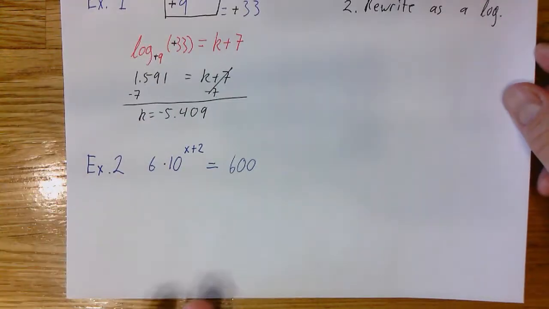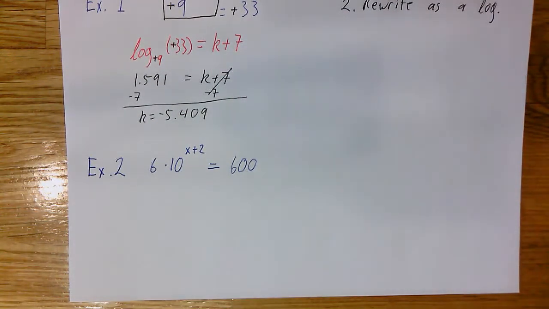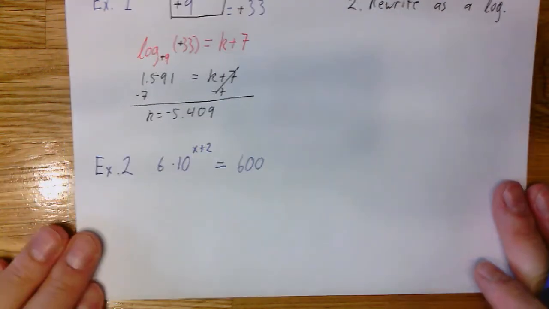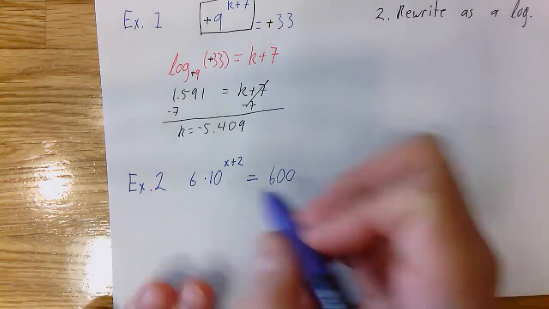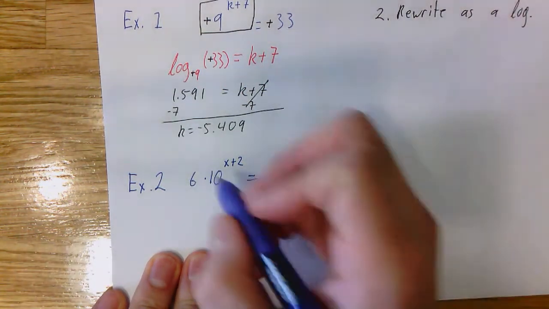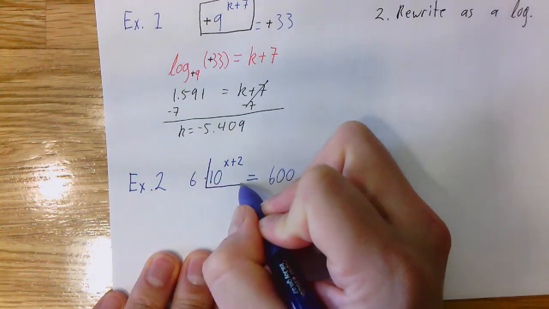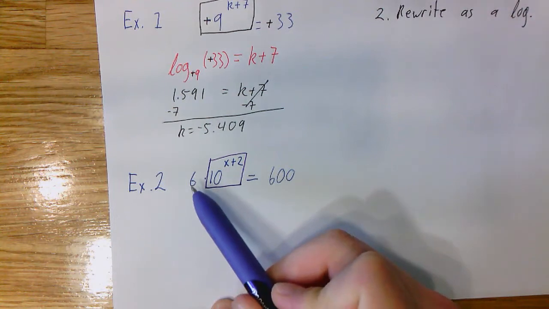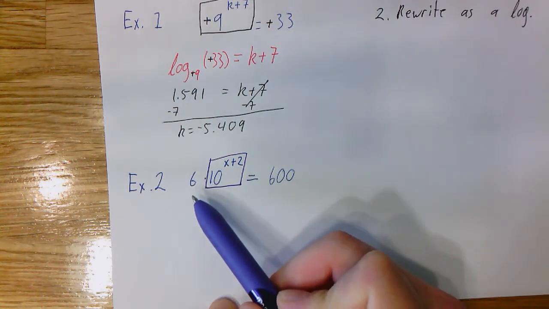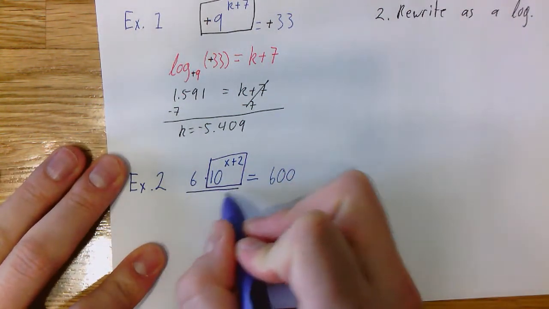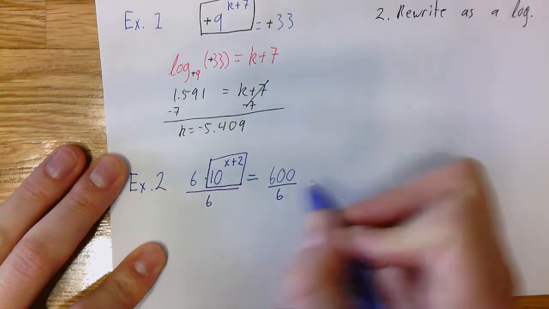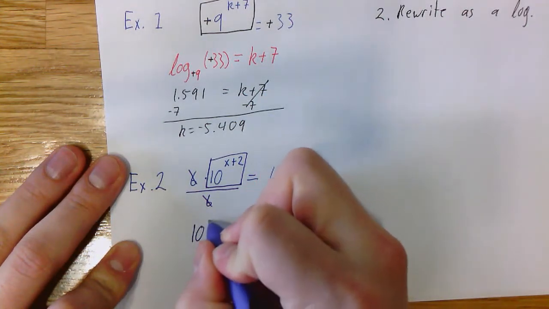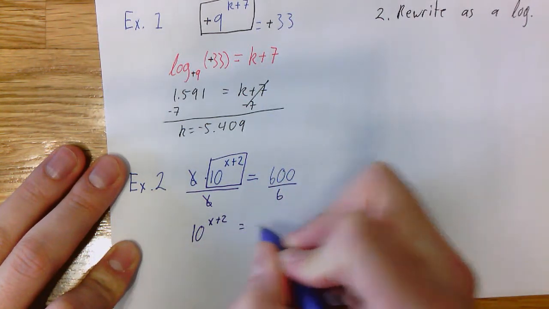Cool. So, same thing here. This is just another example. We're going to have to do a little bit of work before we can solve for the exponent this time, though. So here, our exponential is going to be this piece right here. It's the base with the exponent. So we need to isolate this. So we need to get rid of this multiply by 6 first. So the way you undo multiply by 6 is you divide both sides by 6. So 6 and 6 cancel because of math. So we have 10 to the x plus 2 equals 100.